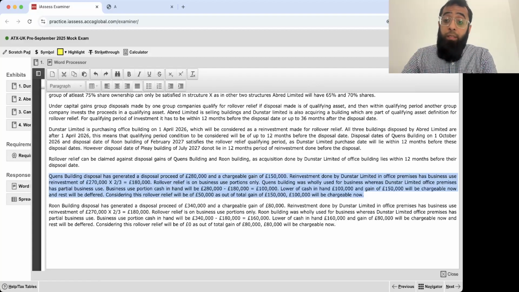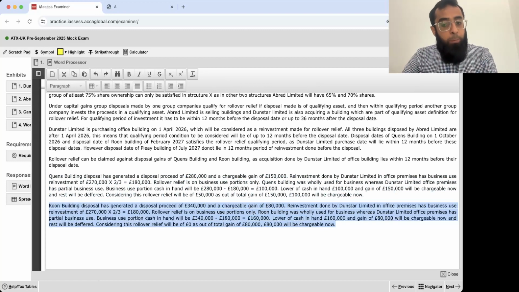Gain was 150,000. So if 100,000 becomes chargeable, out of the 150,000 gain, you are getting a 50,000 rollover. But in Rune building, if you have 160,000 cash and an 80,000 gain, the whole 80,000 will be chargeable now. There will be no deferral. The lower of the two becomes chargeable now and the rest will be deferred, so the complete 80,000 will be chargeable now and there is no deferral.